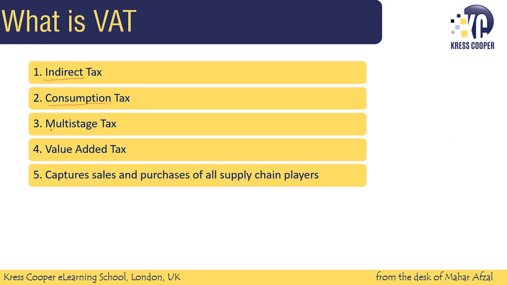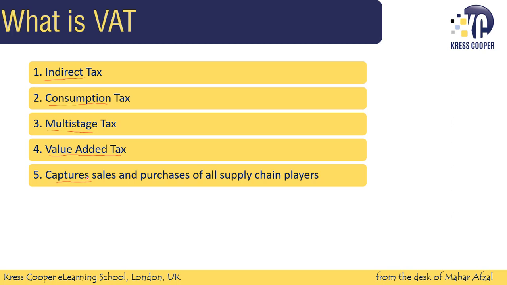Third, this is a multi-stage tax. Every player in the supply chain would be liable to charge tax to the customer. Value added tax: this tax would be applicable on the value addition by the respective supplier, and only the tax on the value addition will be paid to the tax authority. It captures the sales and purchases of a supply chain player. This is the beauty of this model. All the players in the supply chain, manufacturer, distributor, retailer, this model will capture the sales and purchases of each supplier.